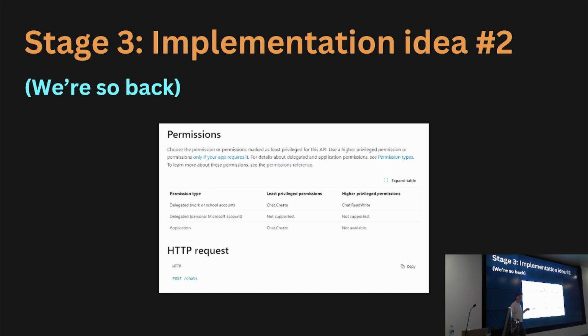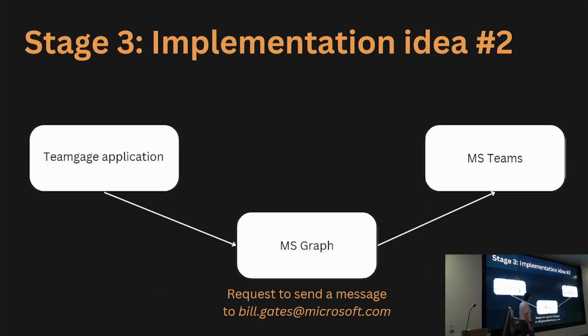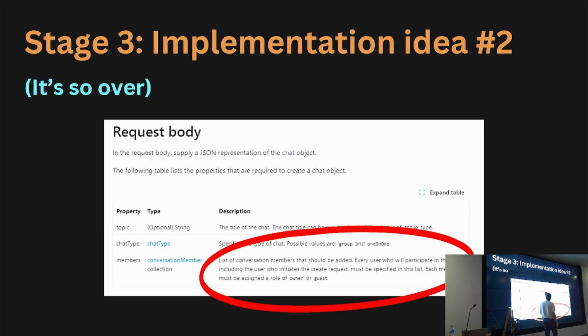So we read into this option, and we redesigned the process a little bit. There's just one extra step in here. TeamGauge doesn't talk to Teams anymore. TeamGauge talks to Microsoft Graph, which handles all the authentication and permissions from our customers. And Graph then works out, hey, I've been told I need to go create a chat in this customer with these people in it, and it'll go do that. So that's what we thought. That's what we went with, and unfortunately, it's so over.